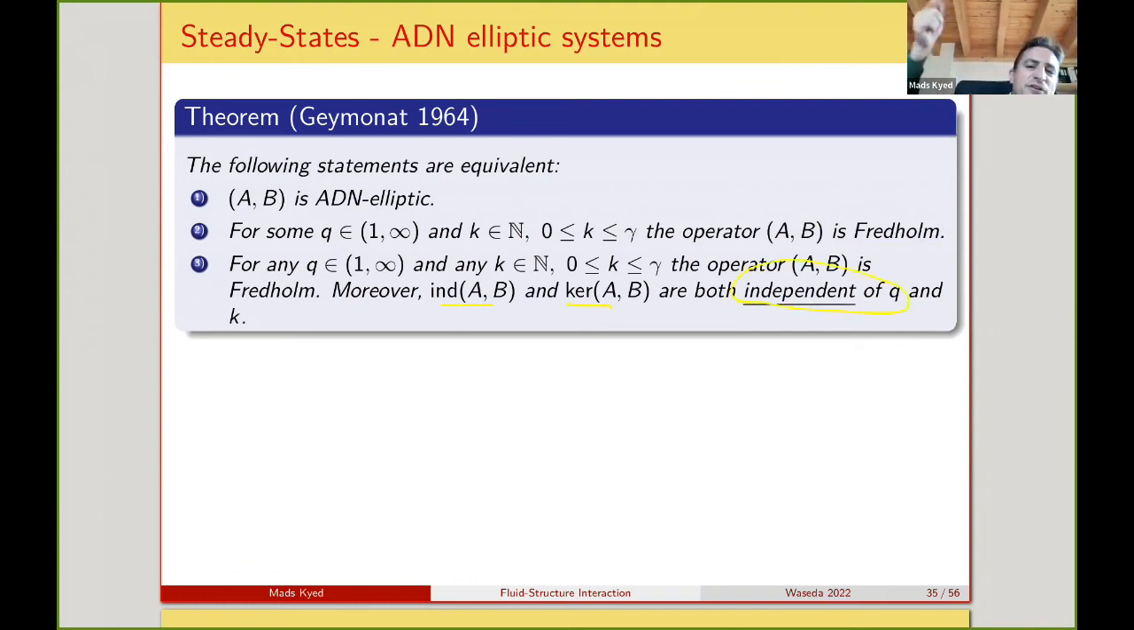So I know that the kernel is trivial when Q is equal to 2. But then the kernel is trivial for any L^Q setting. And also the index is independent of the Q. I know that the index is 0 in the Hilbert space case, so the index is 0 in the L^P case.